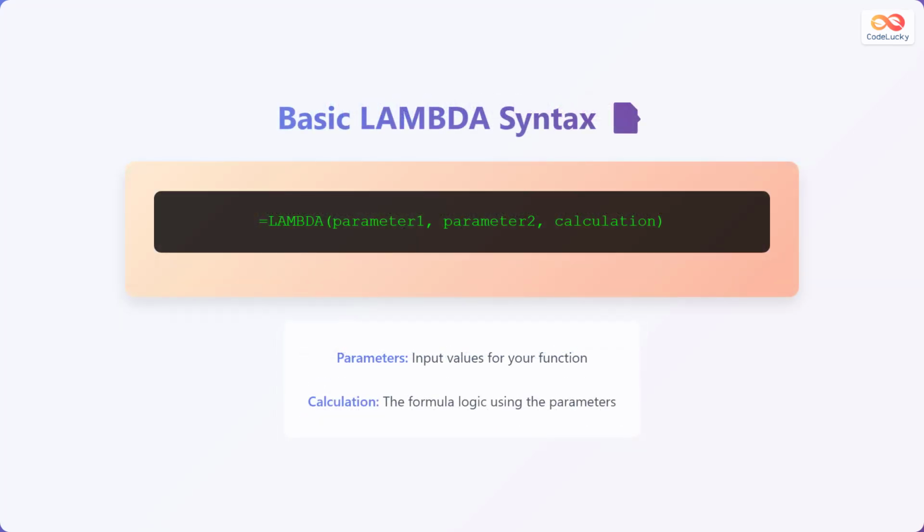Here's the fundamental structure of a LAMBDA function. It starts with the keyword LAMBDA, followed by parentheses enclosing the parameters and the calculation. The parameters are the input values for your function, separated by commas. The calculation is the formula logic that utilizes these parameters to produce a result.